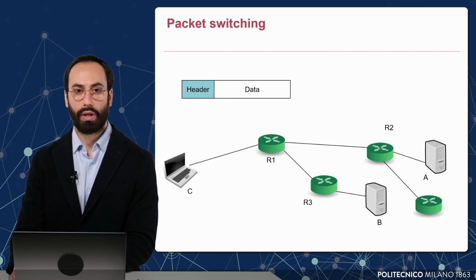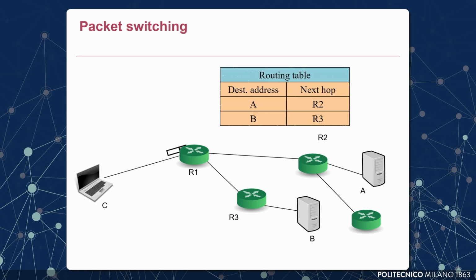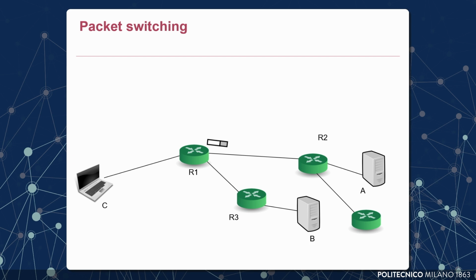So let's make an example also in this case. Let's say that host C wants to send a packet towards host A. This packet has a header and a data payload. This packet, when it is reached by the first network node that we call router, looks inside a routing table. The routing table is a very simple table that has two fields, the destination address and the next hop. So it looks inside the header, it reads the destination address, and then it forwards the packet towards the next hop, that is router 2.